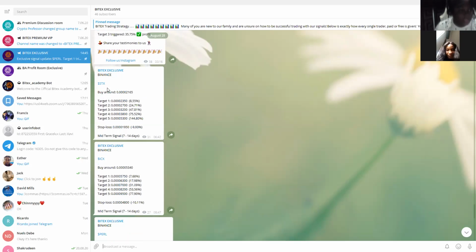Now let's use this XTS. Are you seeing this XTS, the place my mouse is showing? Yes, I can. Now look at this XTS. This signal is showing you the name of the exchange that you are using to buy and sell, which is Binance. And it's showing you the name of the coin, which is XTS. It's telling you to buy around 2165, with target 1, target 2, target 3, target 4, target 5, and stop loss. Do you understand? And this is a midterm signal.